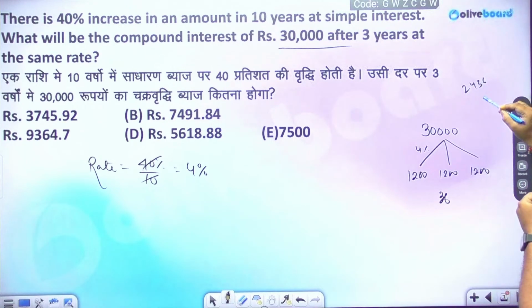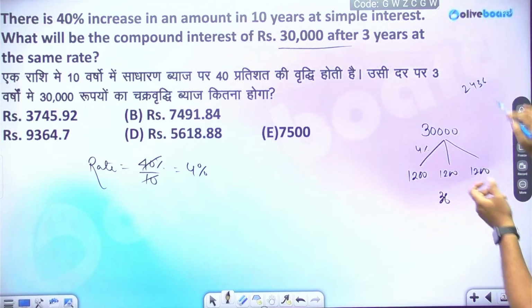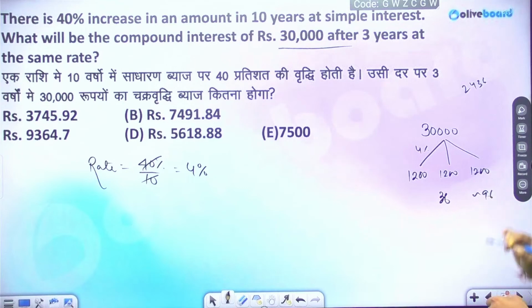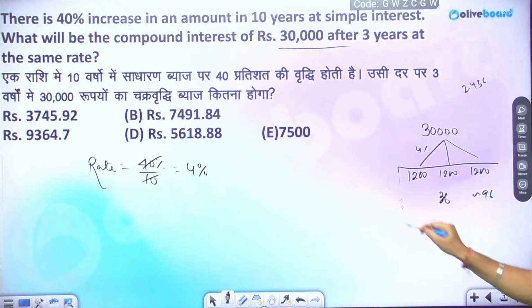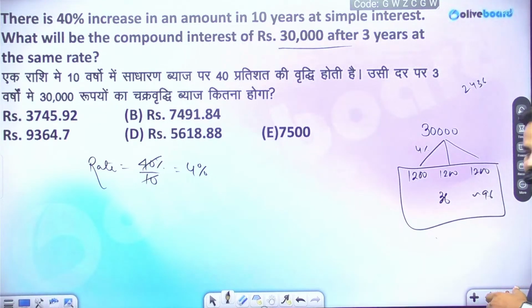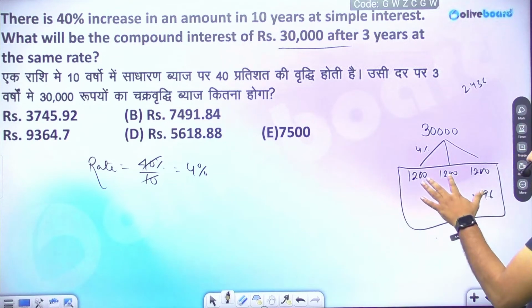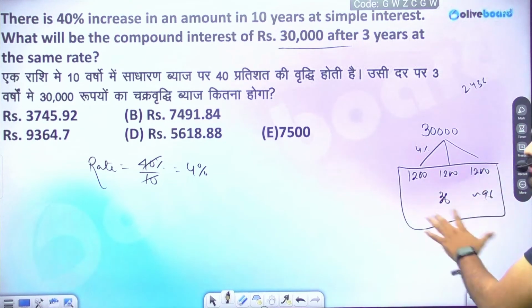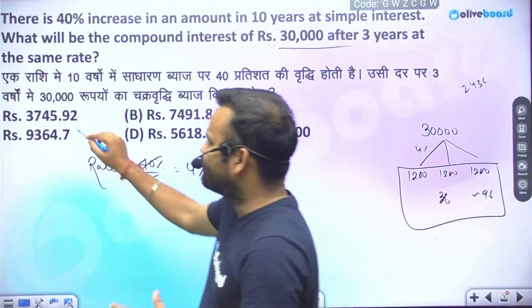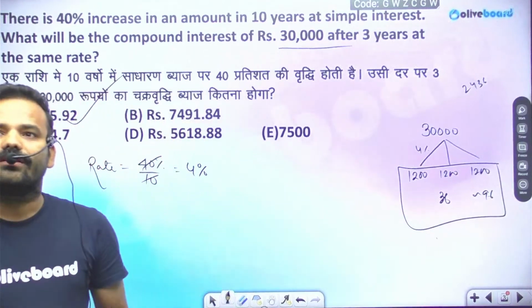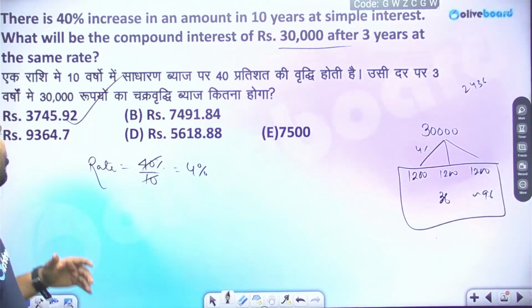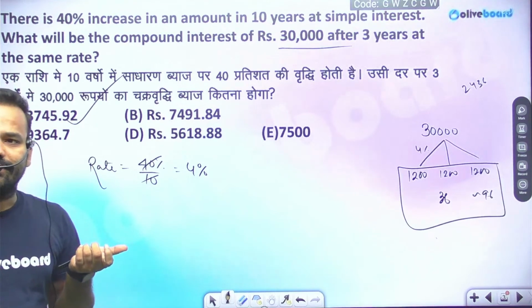1% is 24, so 4% will be approximately 96. This will be the value of compound interest. How much is this equal to? 1200, 1200, 3600, so the answer will be close to 3600. That is, 3745.92 will be the answer.